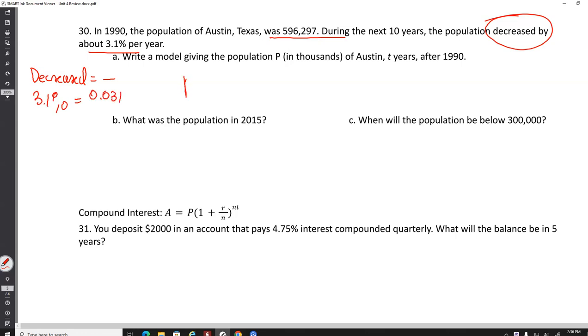Okay, so according to my formula, I have an initial value of 596,297. Okay, I'm going to subtract the rate from 1, and my time, that's my formula. Now, it says write a model giving the population.